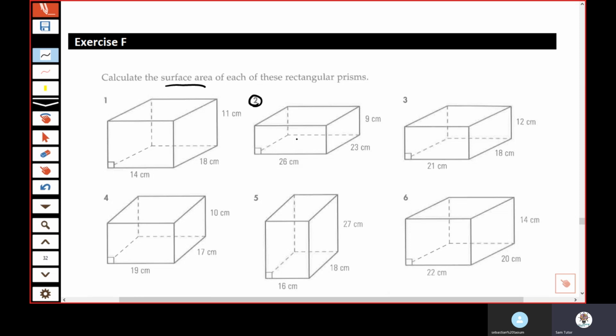Do you want to talk to me? What have you written so far? I've just drawn out the shape, and then I've done front plus back, left plus right, and then top plus bottom. Okay. Yep. Fair enough. And now you're about to do all your areas.